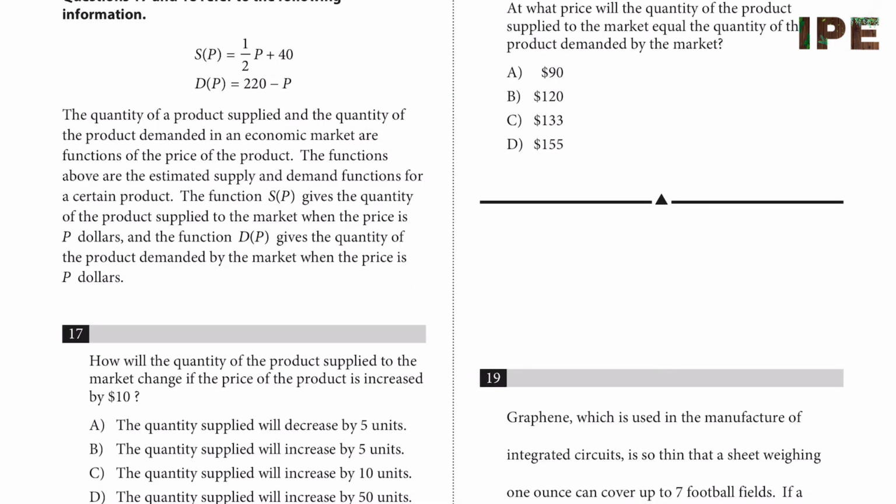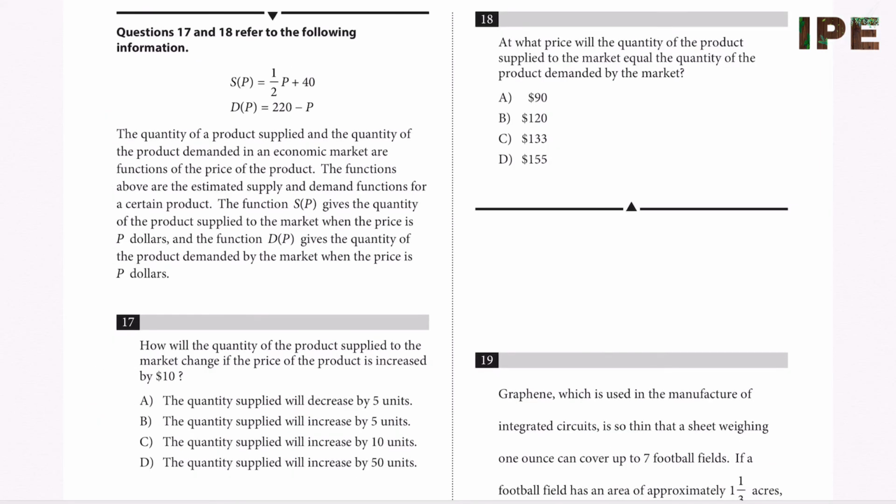Questions 17 and 18 refer to the following information. SP is 1/2 P plus 40. DP is 220 minus P. The quantity of product supplied and the quantity of product demanded in the economic market are functions of the price of the product. SP is the quantity of product supplied. DP is the quantity of the product demanded by the market, when the price is P dollars. P is price.